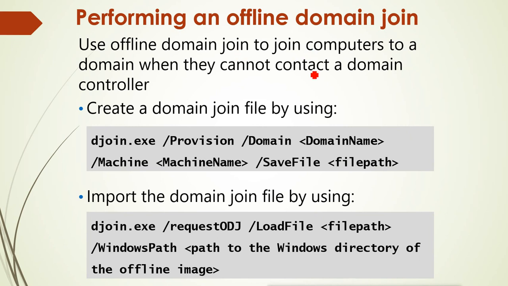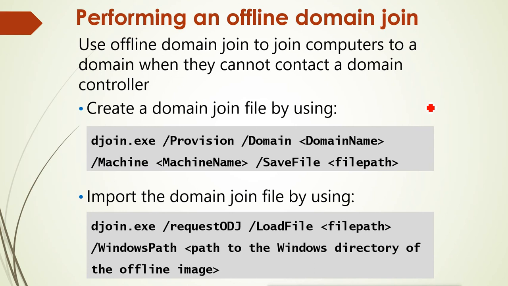Now we can perform an offline domain join also. Use offline domain join to join computers to a domain when they cannot contact a domain controller. Remember, when we want to join, the domain controller must be connected.